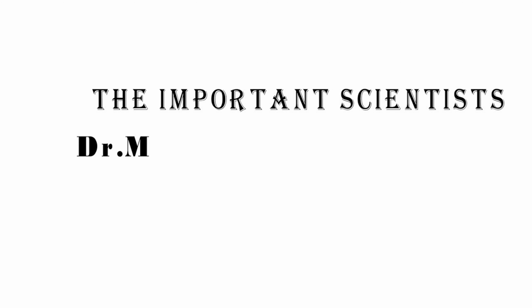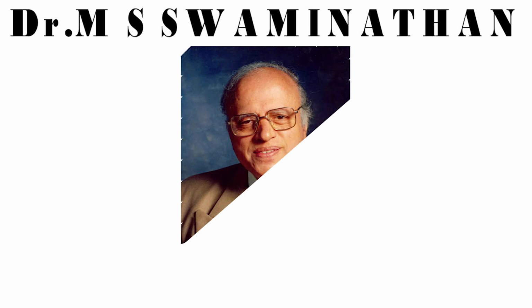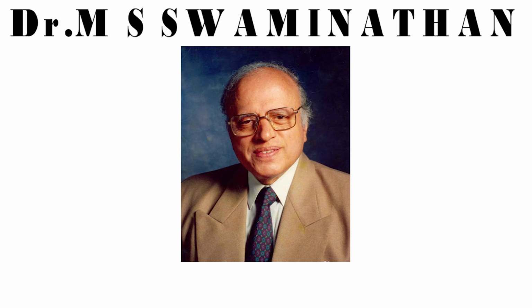Next topic is the important scientists. I have mentioned 6 important scientists and try to remember all the 6 scientists. The first one is Dr. M.S. Swaminathan. One must remember 3 aspects about M.S. Swaminathan. One is, he is a wheat breeder, he is the father of the green revolution in India, got a World Food Prize in 1987.